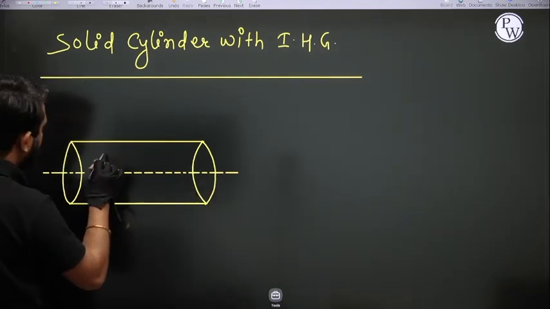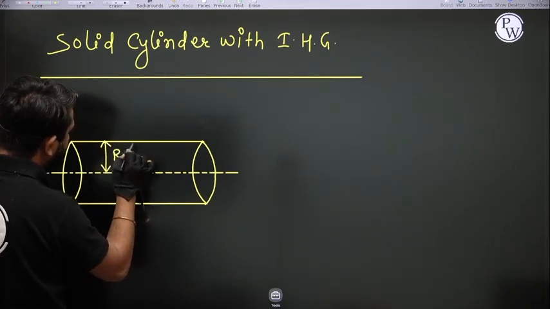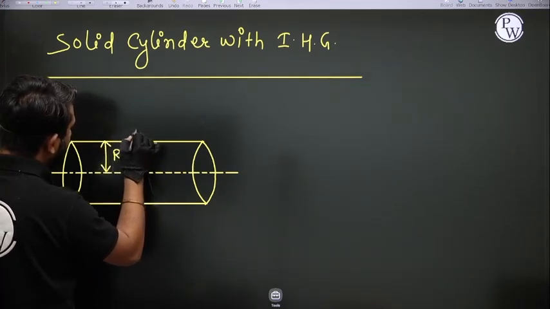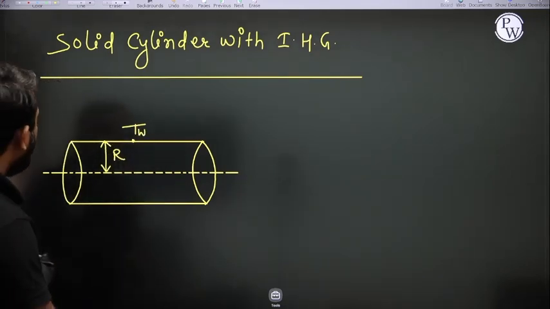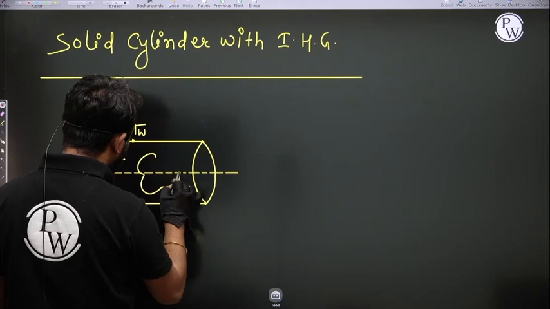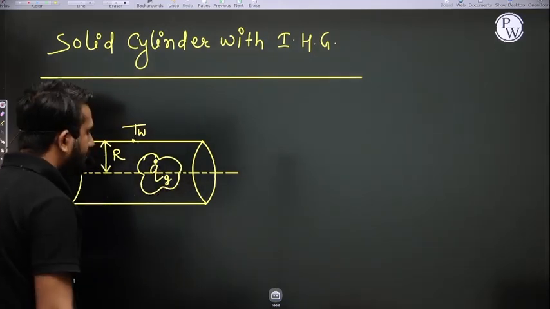The radius is capital R, and here the temperature is TW. Uniform heat generation is there, and that is Q dot G.